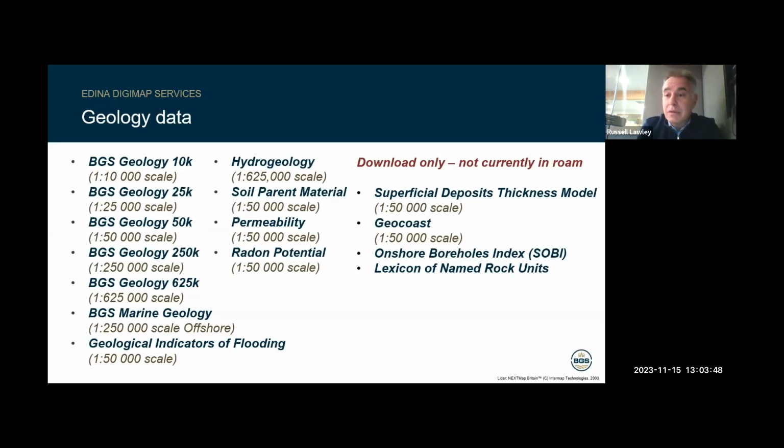But not available on Roam, but available for you to download and use, things like superficial deposit thickness, geocoast, and also there's some further information about onshore boreholes and the lexicon of named rock units. So there's basically the rough list of what's available, and you can access these. If you have any issues with any of these, you can get in touch through the help desk, or you can just contact BGS anyway and just say, I need some help with why can't I see this, that, and the other.